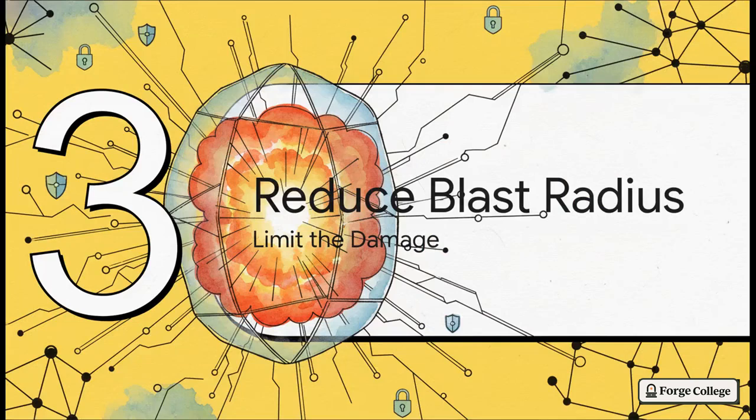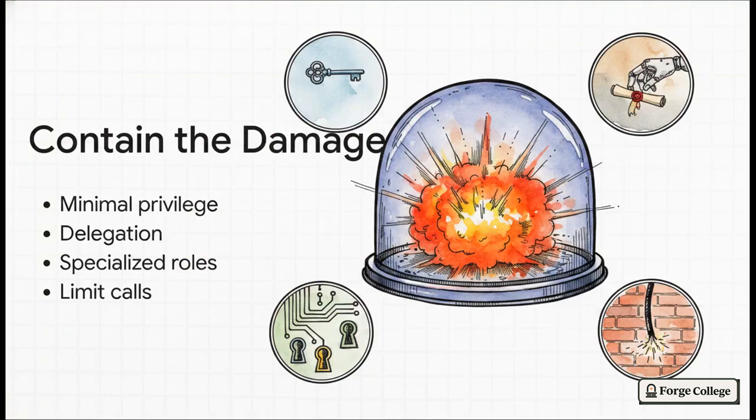Moving right along to Section 3, reducing the blast radius, limit the damage. Listen, if a breach happens, and honestly, in Web3, you always have to assume it's a when, not an if, our blueprint needs to ensure the damage is contained to the absolute smallest possible area. To do that, we enforce 4 strict principles.